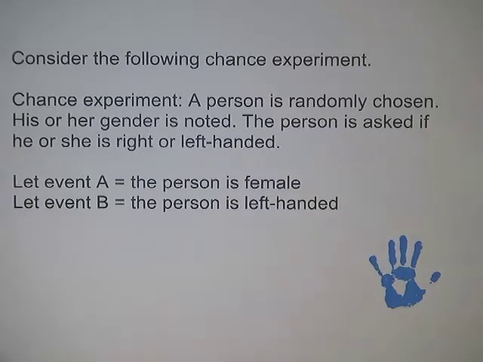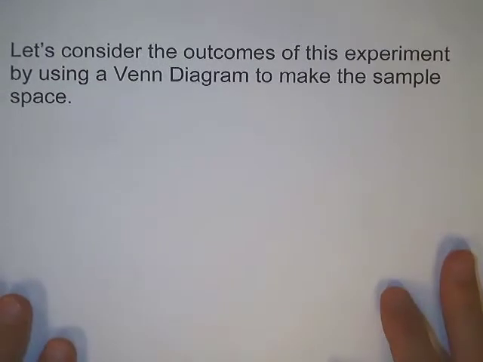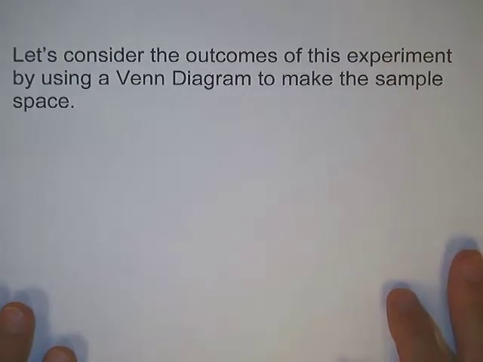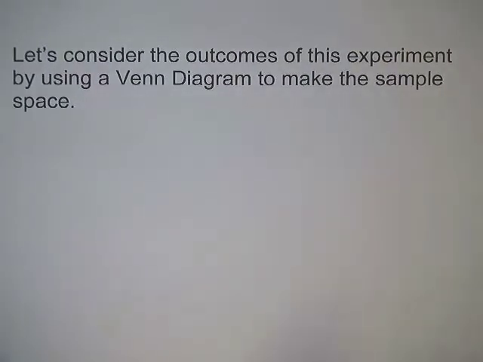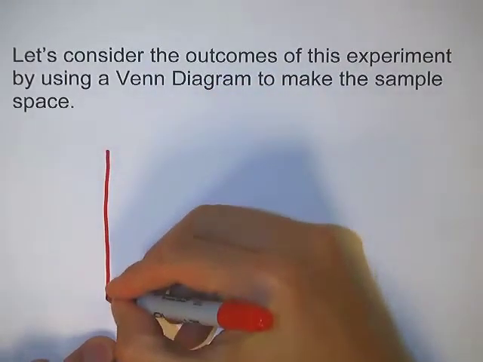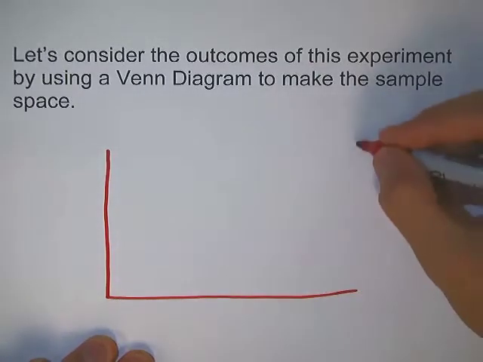Okay, so we're going to let event A be the event that a person is female, and we're going to let event B be the event that the person is left-handed. Okay, so let's take a look at the outcomes of this experiment by using a Venn diagram to make the sample space. What I like to do is again start with the box here, the rectangle.